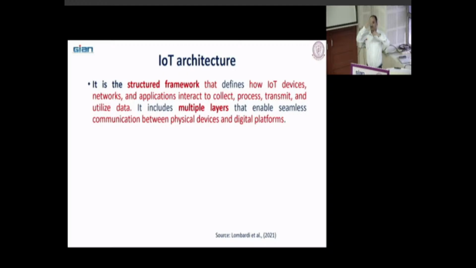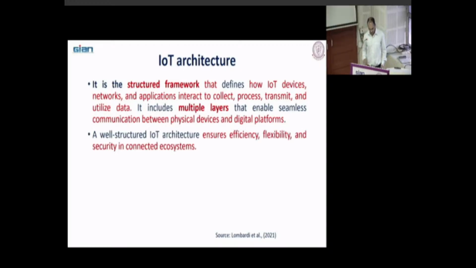So there are different layers involved in that whole process, starting from the data collection and ending with you executing that command. So it includes multiple layers that enable seamless communication between physical devices and your digital platform. So what are those IoT architecture types we are going to see?